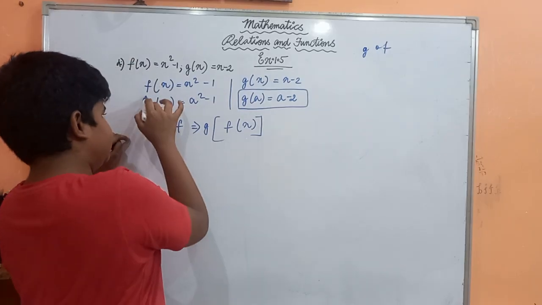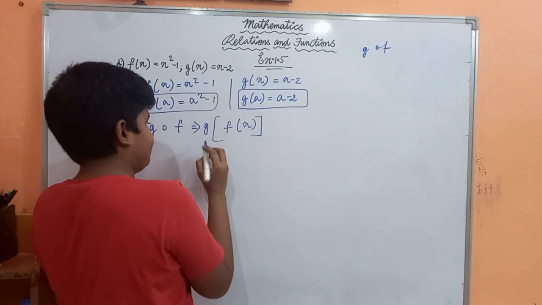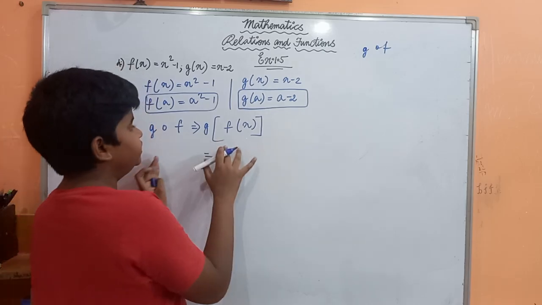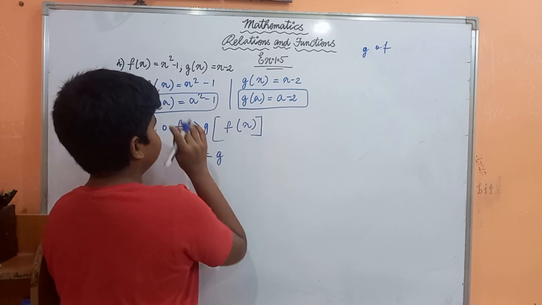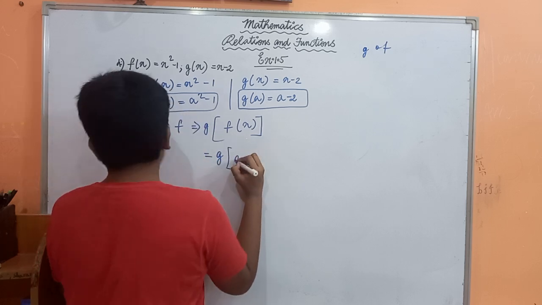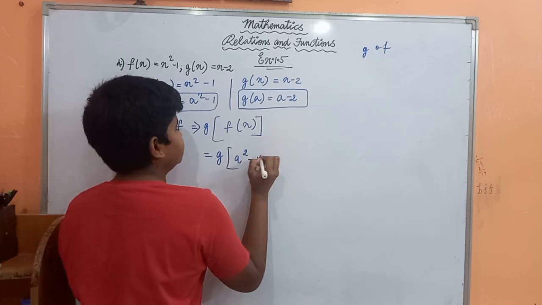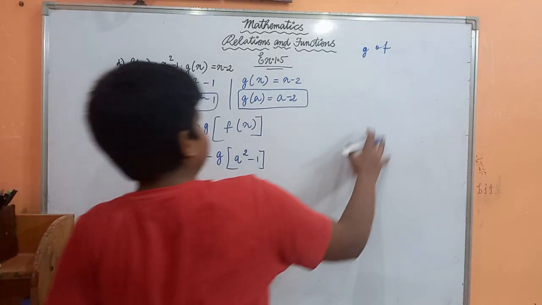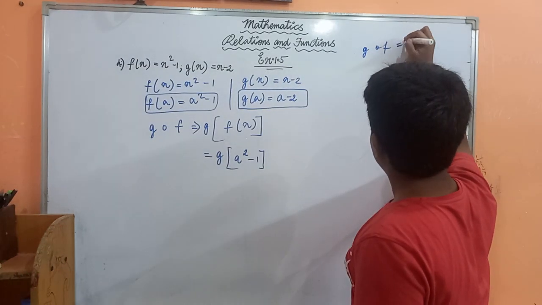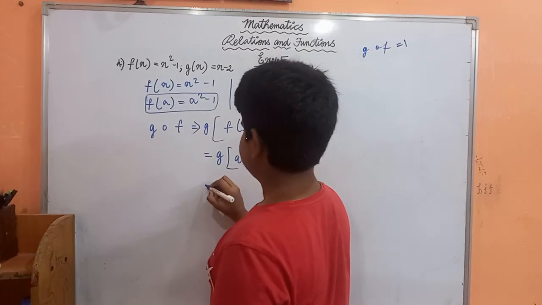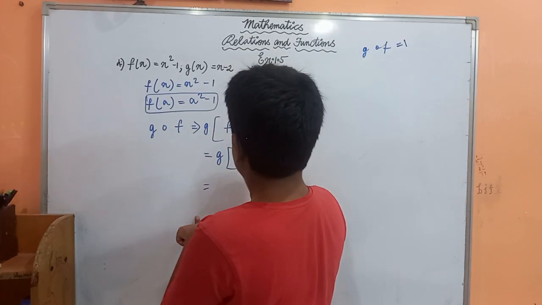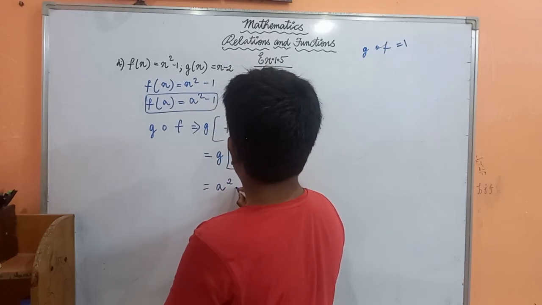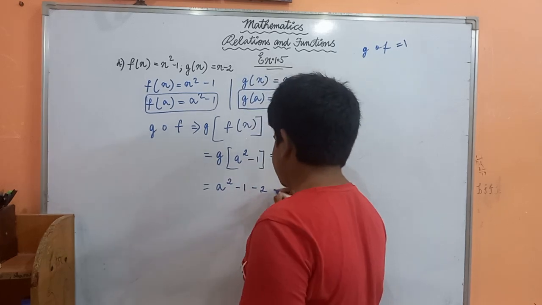just take these values, guys. So g of bracket f of x. So g, just substitute this f of x. So g of a square minus 1. Yes, it is correct. A square minus 1. But it is said in the question that g dot f is equal to 1. So we'll put is equal to 1. So it's a square minus 1 minus 2 is equal to 1.